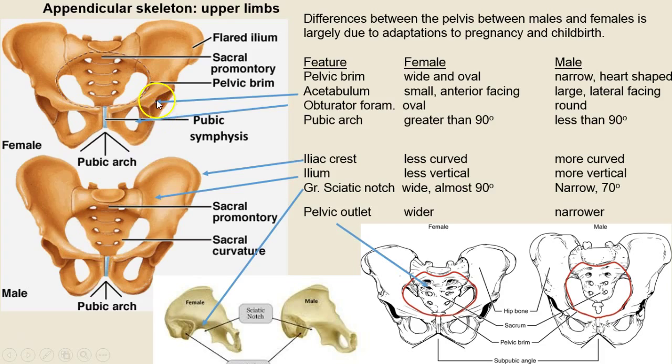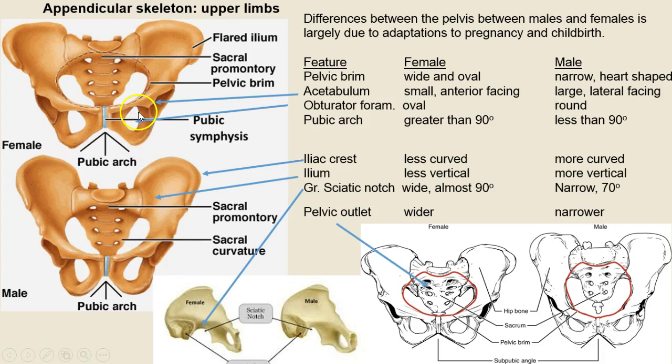Acetabulum, that's the hip socket. In women, it tends to be small and anterior facing. Anterior means forward facing. In men, it tends to be a little more lateral facing and large. It might be partly to accommodate our heavier bodies.